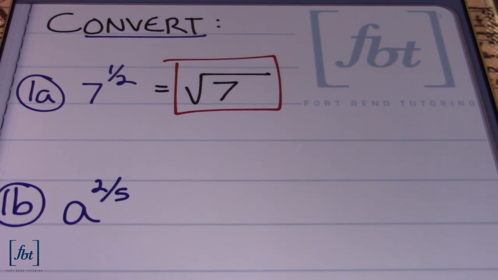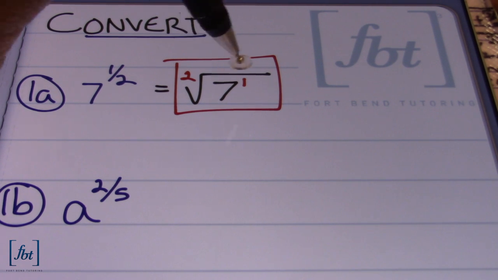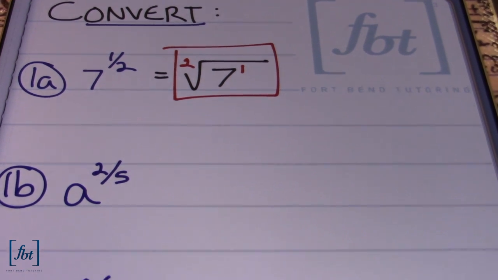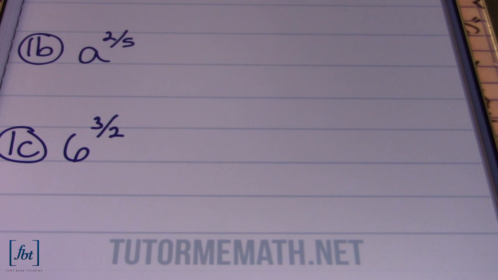If I wanted to show you where these values went, the index is 2. That's where it was hiding. And then the exponent on our base is 1. 7 to the first power. That 7 is being raised to the 1/2 power. But as far as submitting your answer, you'll do it exactly as I showed you. You'll simply have it as the square root of 7. Because it must be simplified. There you go. That was 1A. We're moving on to 1B now.